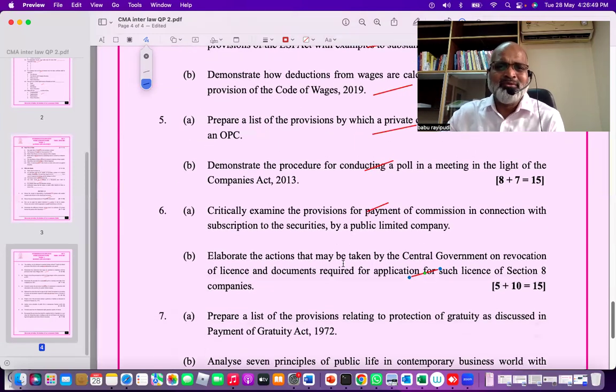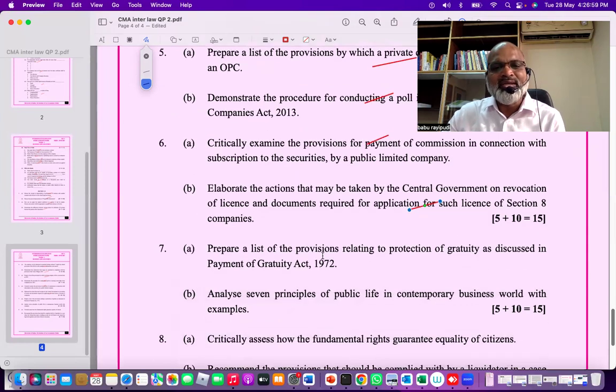So first what you have to do: finish the entire Company Law first, revise the entire Company Law, then revise the Contract Act, then start attacking each Act differently. Is my point clear? Yes.